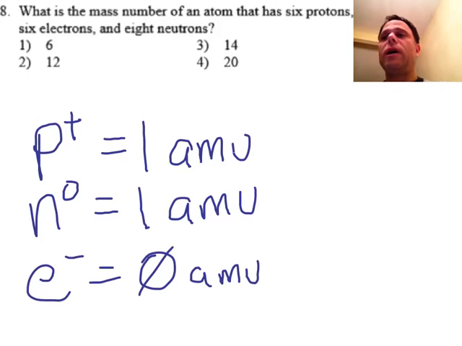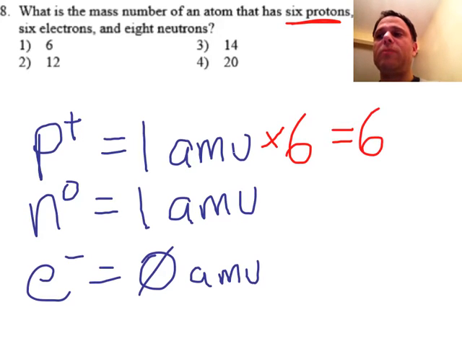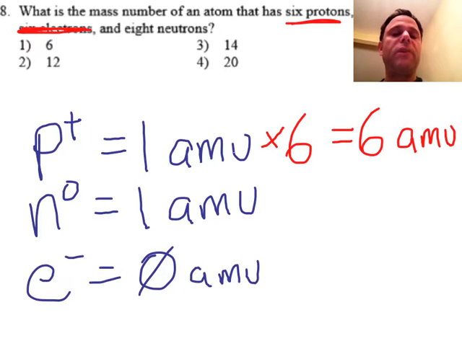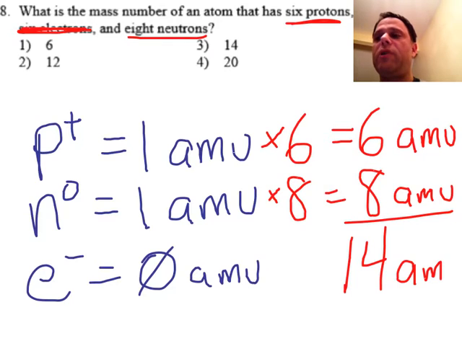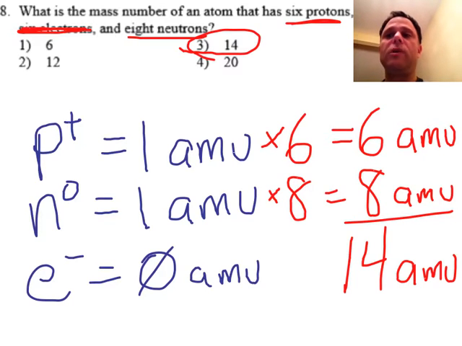Alright, so how many protons? 6. So we multiply that by 6. So our mass just from the protons is 6 AMU. Electrons, well, that doesn't matter. No mass from them. And 8 neutrons times 8. So we have 8 AMU from the neutrons, giving us a total of 14 AMU. The answer is number 3.